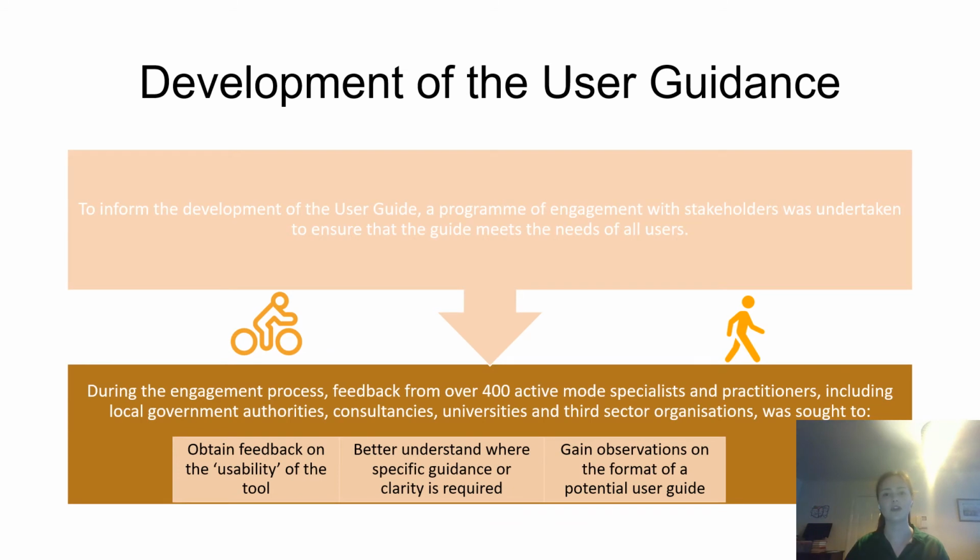The program of stakeholder engagement was an essential component in the development of the AMAT user guidance. The process has enabled us to obtain feedback on the usability of the tool, to better understand where specific guidance or clarity is required, and to gain observations on the format of a potential user guide. The engagement program consisted of several key strands, including an online user survey issued to over 400 active travel contacts across the country, feedback from the DfT local cycling and walking infrastructure plan support program, a stakeholder workshop held in Manchester, and a program of quality assurance testing of the guidance. Stakeholders involved in the engagement process included local government authorities, consultancies, universities, and third sector organizations.